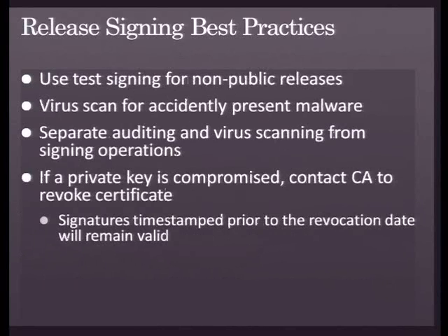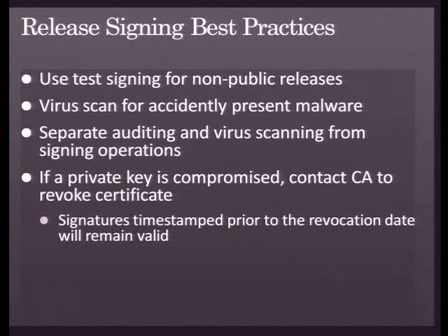We already talked about test signing, but it's worth repeating. Make sure that you only sign your binaries that are intended for the public with your release keys, and use test signing for your non-public releases. Virus scanning is fairly self-explanatory. It helps prevent you from accidentally signing malware and then releasing it to the public. If you want to make it more difficult to compromise your code signing process, you might separate your auditing and virus scanning from your signing operations. This just makes it harder for an attacker to compromise your entire process.